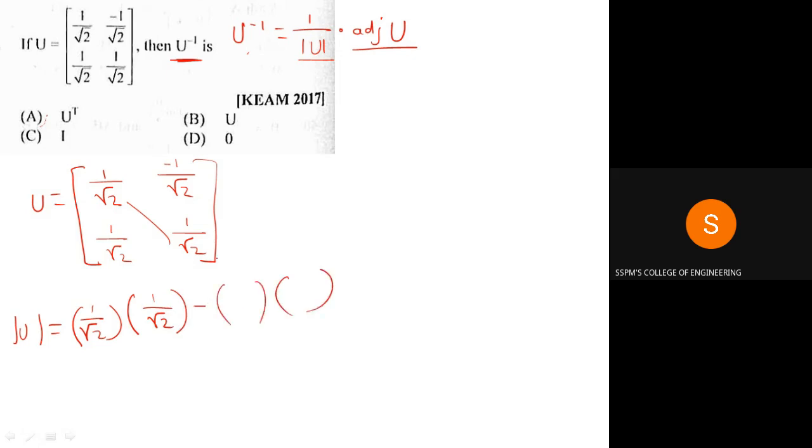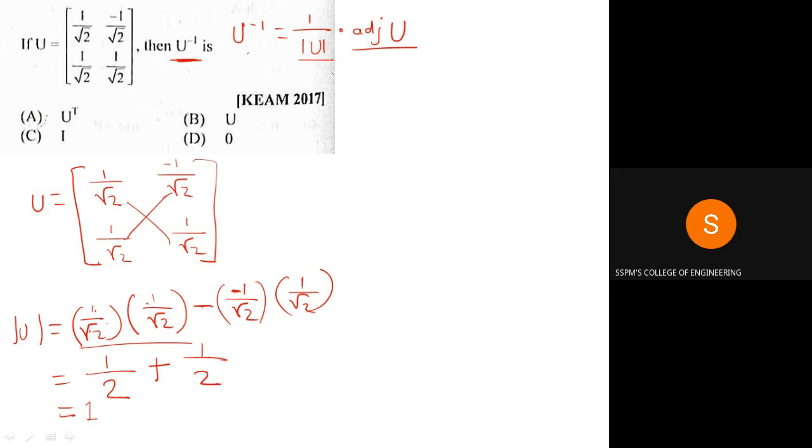now we will consider these two elements, okay, minus 1 upon root 2 and 1 upon root 2. So the multiplication of this is 1 upon 2. So 1 into 1 and root 2 into root 2 is root 2 square, that is 2 again. So this minus and this minus, these two minus becomes plus, and 1 upon root 2 into 1 upon root 2 is again 1 upon 2. So 1 by 2 plus 1 by 2 is equal to what? Half plus half is equal to 1. So determinant of U is equal to what?